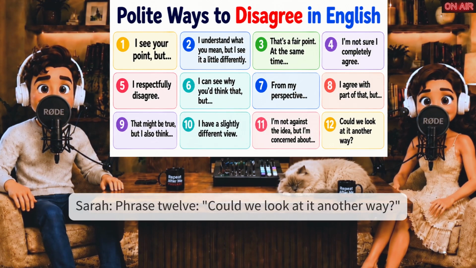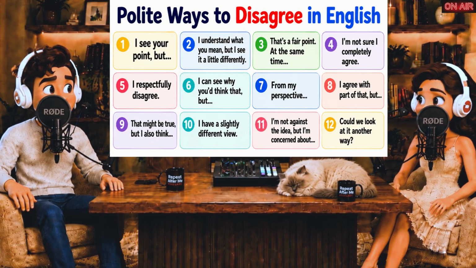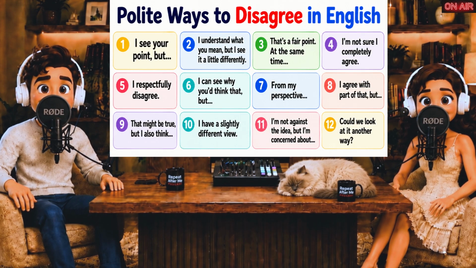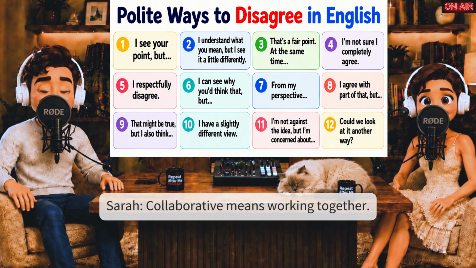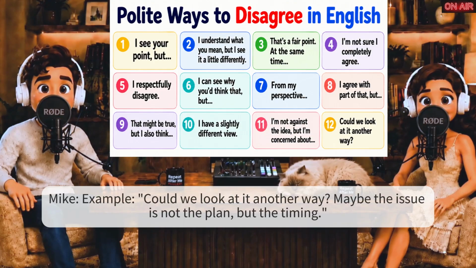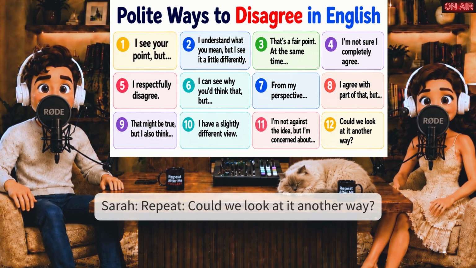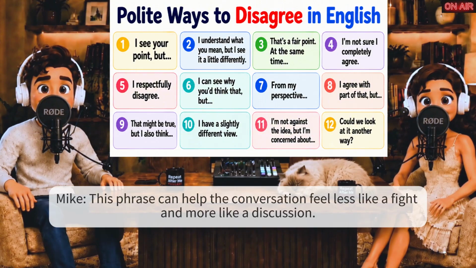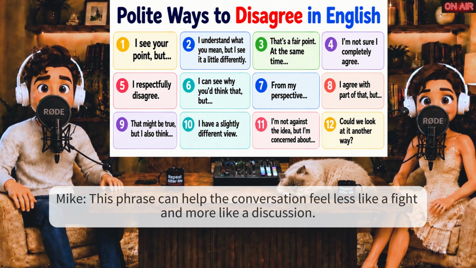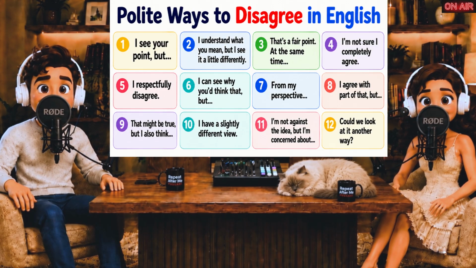Phrase 12. Could we look at it another way? This phrase is gentle and collaborative. Collaborative means working together. Example: Could we look at it another way? Maybe the issue is not the plan, but the timing. Repeat. Could we look at it another way? This phrase can help the conversation feel less like a fight and more like a discussion.